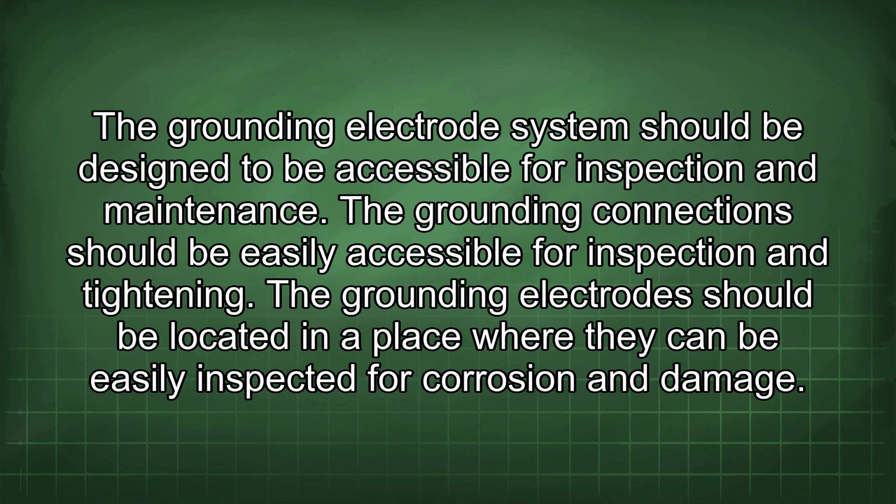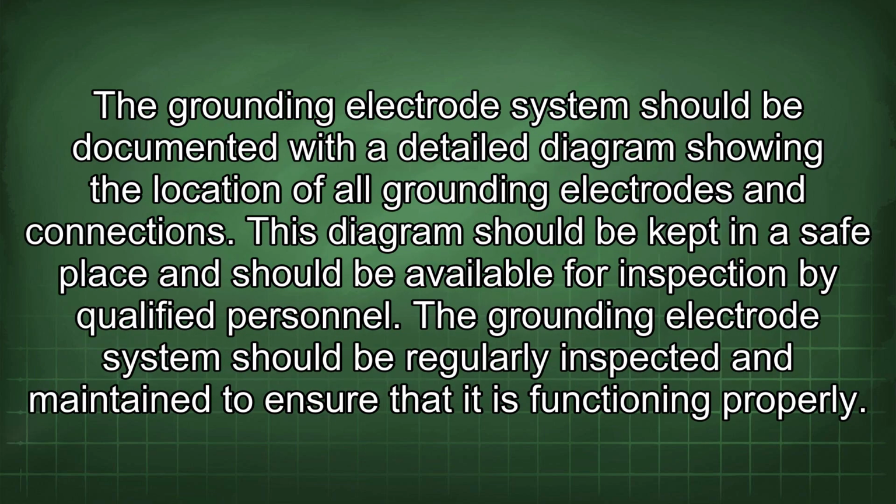The grounding electrode system should be designed to be accessible for inspection and maintenance. The grounding connections should be easily accessible for inspection and tightening. The grounding electrodes should be located in a place where they can be easily inspected for corrosion and damage. The grounding electrode system should be documented with a detailed diagram showing the location of all grounding electrodes and connections. This diagram should be kept in a safe place and should be available for inspection by qualified personnel.